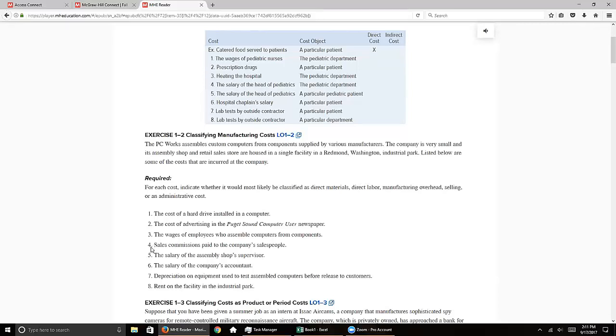Number 4 is a different kind of wage, if you will. Sales commissions paid to the company's salespeople. So again, our first question is, does this have anything to do with the production process? The answer is no. So it's got to be some kind of period cost, either selling or admin. And in this case, again, we're saying, well, a sales commission is incurred to drive sales. So we might as well call that a selling cost.